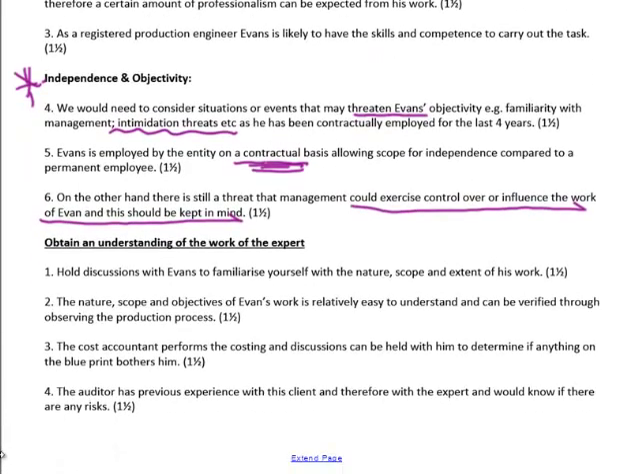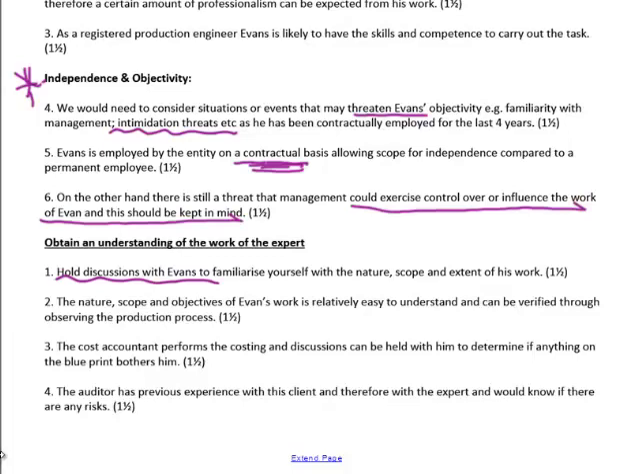Okay, the next thing we need to do is obtain an understanding of the work. So we need to understand, what does this expert do? We can't assess something that somebody does if we don't understand what they do in the first place. So very important, let's get an understanding. And how do we do that? We would hold discussions with Evans to familiarize ourselves with the nature, scope, and extent of his work. Okay, no better way to obtain understanding than to actually go and talk to the person.